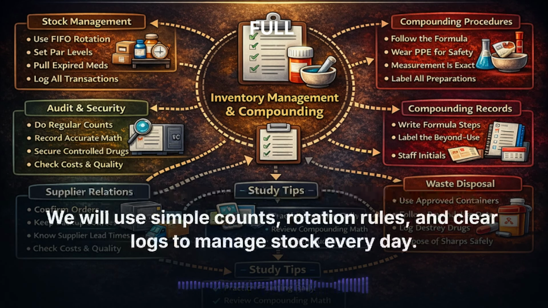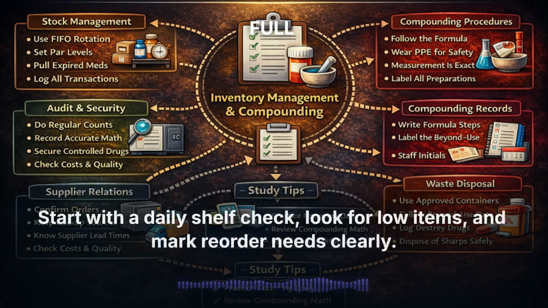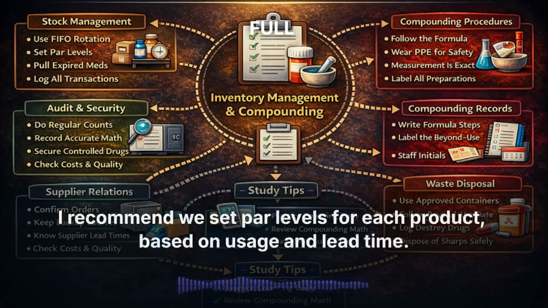We will use simple counts, rotation rules, and clear logs to manage stock every day. Start with a daily shelf check, look for low items, and mark reorder needs clearly. I recommend we set par levels for each product, based on usage and lead time.